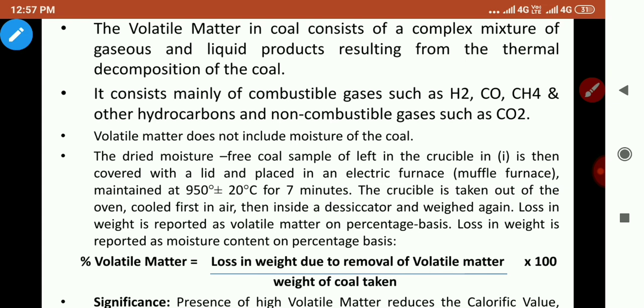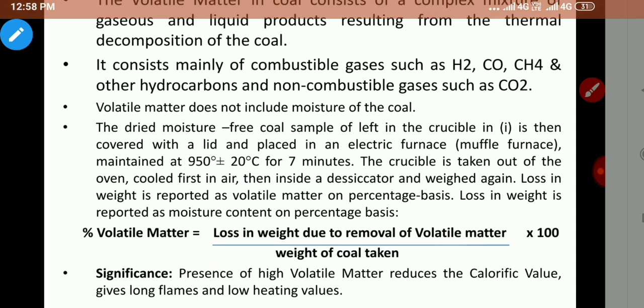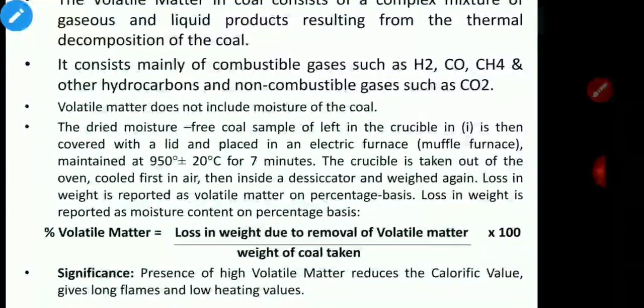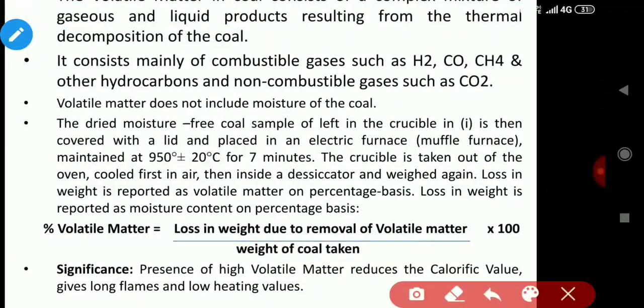So as I told you that we have to remember the temperature and the duration, up to what duration we have to provide that heat, provide that temperature. सो मॉइस्चर कंटेंट के डिटर्मिनेशन में आपने क्या लिया था, 105 टू 110 डिग्री सेंटीग्रेड टेम्परेचर लिया था। 1 घंटे तक आपने उसको गर्म किया था, जबकि इस केस में आपने लिया 950 प्लस माइनस 20 डिग्री सेंटीग्रेड एंड 7 minutes. So you have to remember this. Then the crucible is taken out of the oven, cooled first in air. पहले उसको एयर में ठंडा करेंगे, फिर उसको डेसिकेटर में ठंडा करेंगे and then it is weighed again, और उसका वेट ले लेंगे. And then again loss in weight is reported as volatile matter on percentage basis.